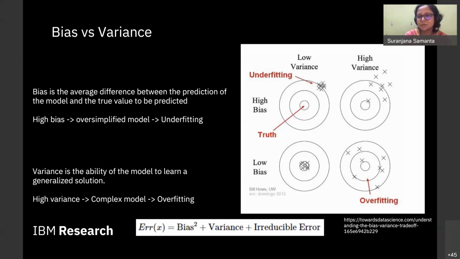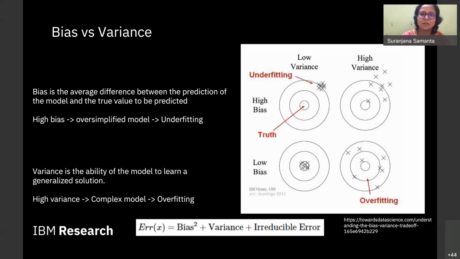And then variance. So what is variance? Variance is basically the ability of a model to learn a more generalized solution. So what we want is not a very complex model. Again, the complexity actually varies based on the data that is there in your hand.